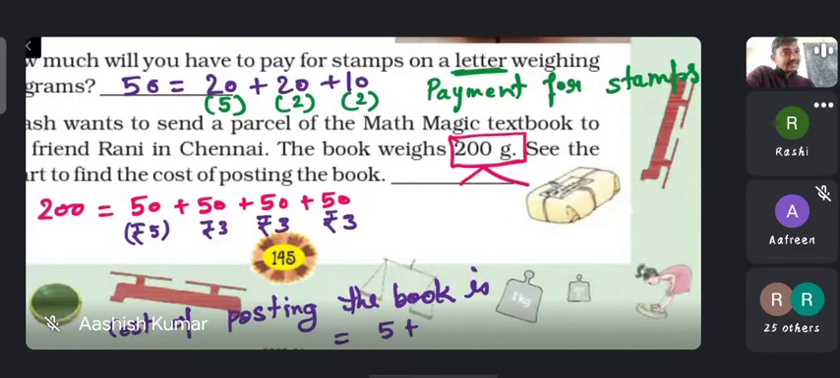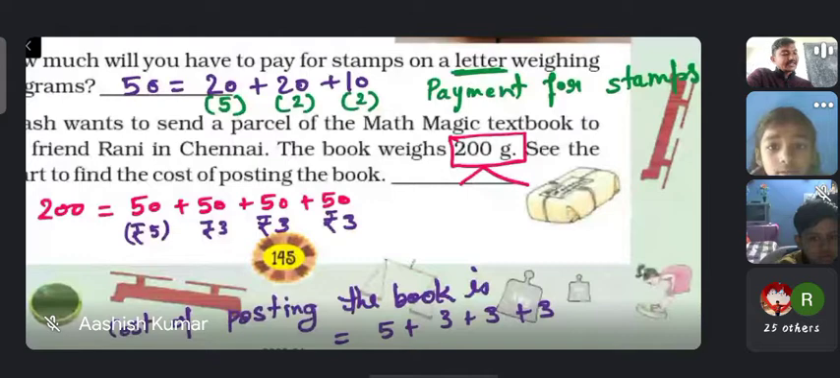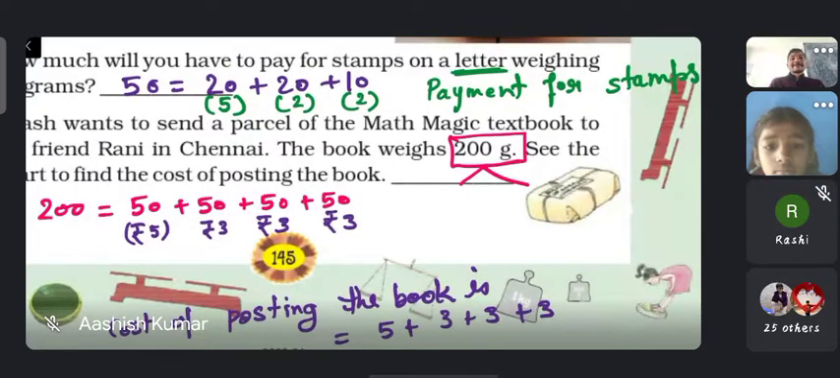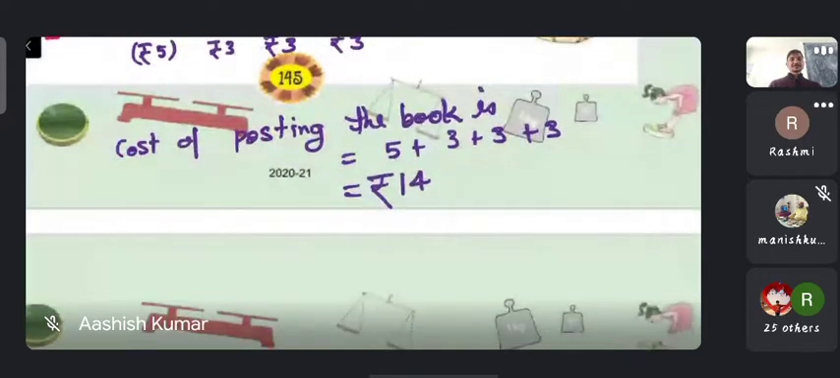5 plus 3 plus 3 plus 3. That means 5, 3, 8, 8 and 3, 11, 11 and 3, 14. 14 rupees. Okay, good. 14 is the answer. Yes, clearly it is 14 rupees. Move forward to the next question.